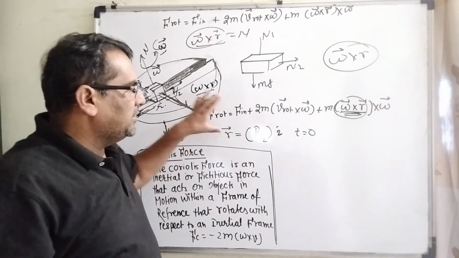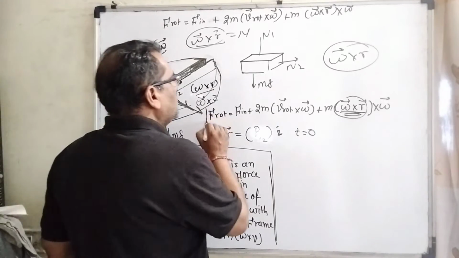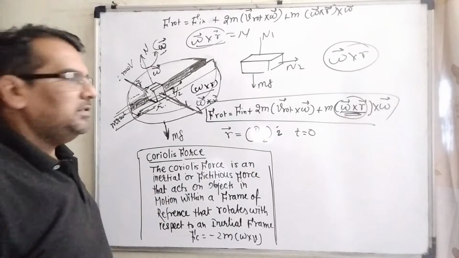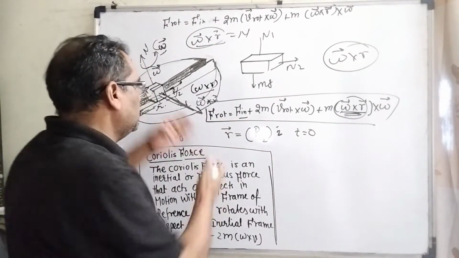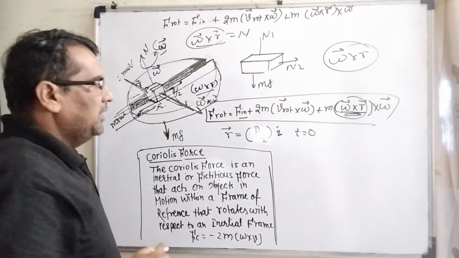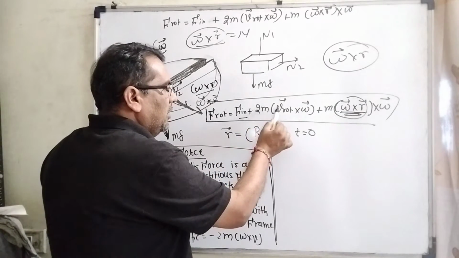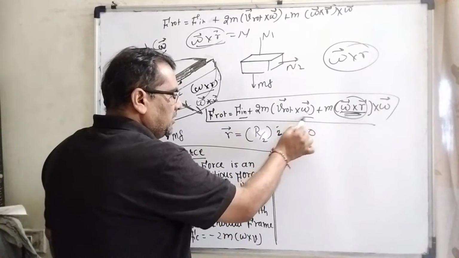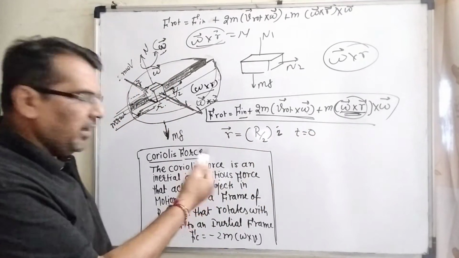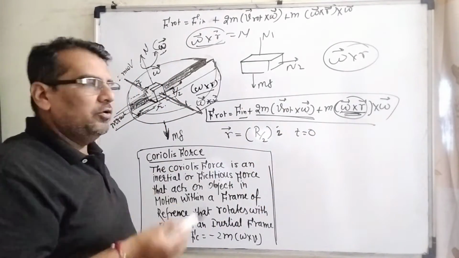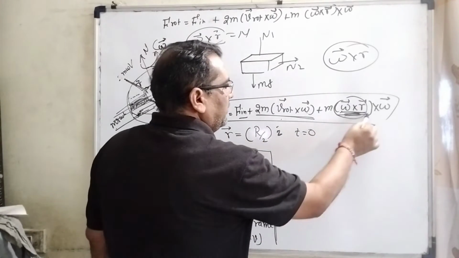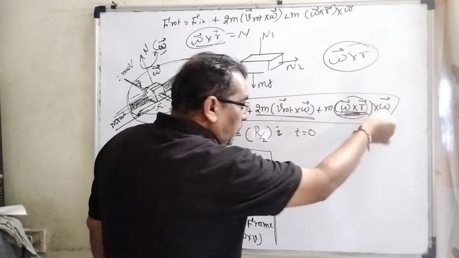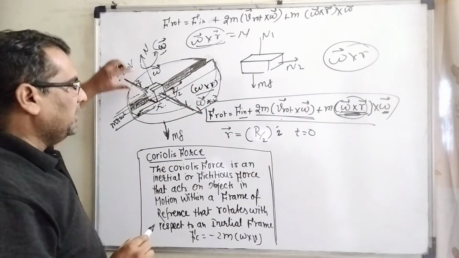Now we have discussed the total rotational force acting on this block. Which three forces? First force is inertial, because this is given by the disk. Second, 2m v_rot cross omega, where omega is the angular velocity. This is the Coriolis force. Later we have to discuss what the Coriolis force is. And third, m omega cross (omega cross r). Let us discuss that.